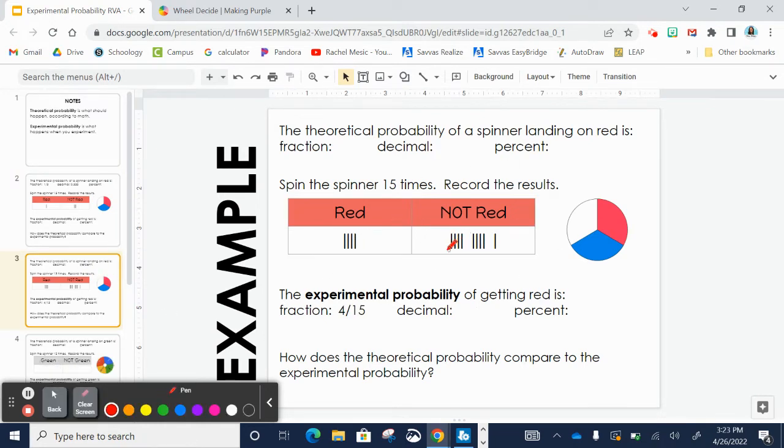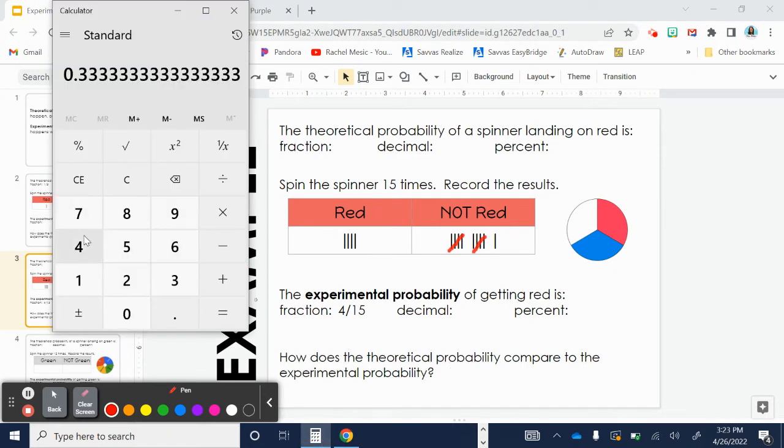However, it is somehow missing this line and this line. Not sure why those just disappeared. So I got 4 reds out of my 15 total spins. To make that a decimal, I'm going to do 4 divided by 15. All right, so 0.2 and then 6 repeating.